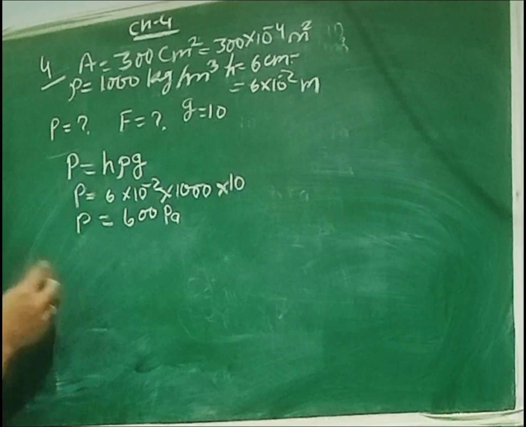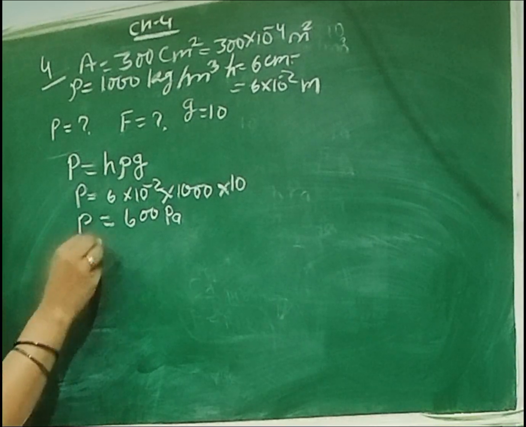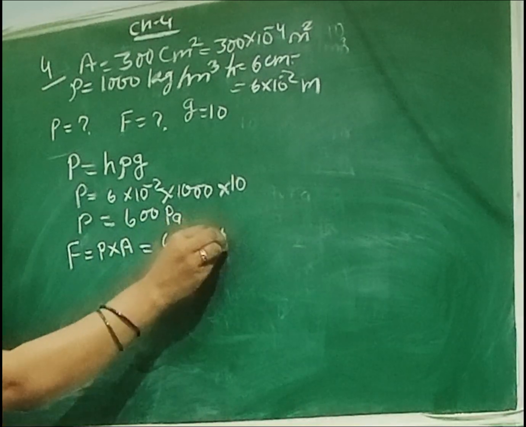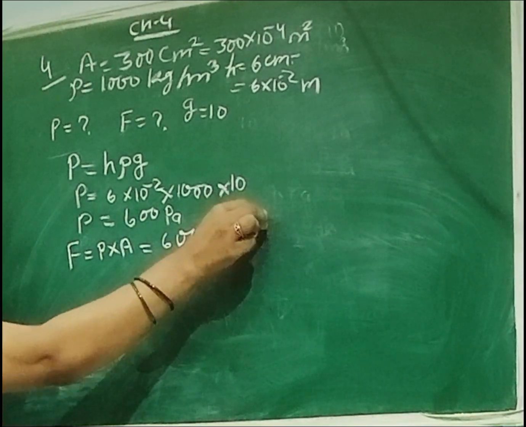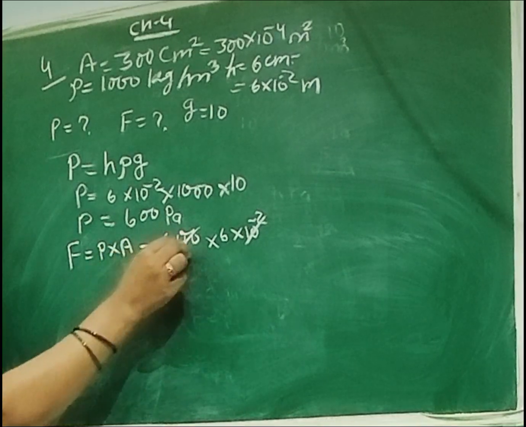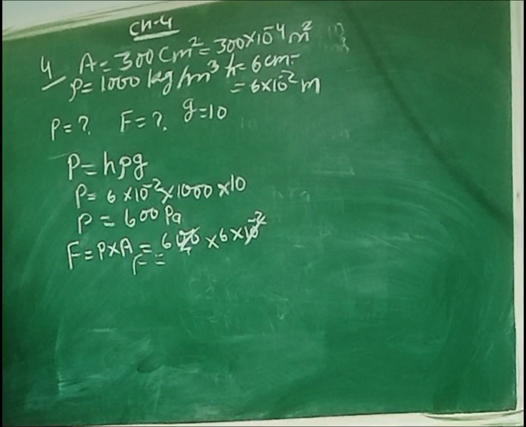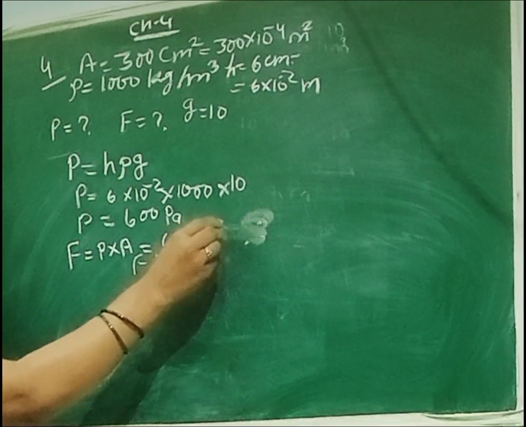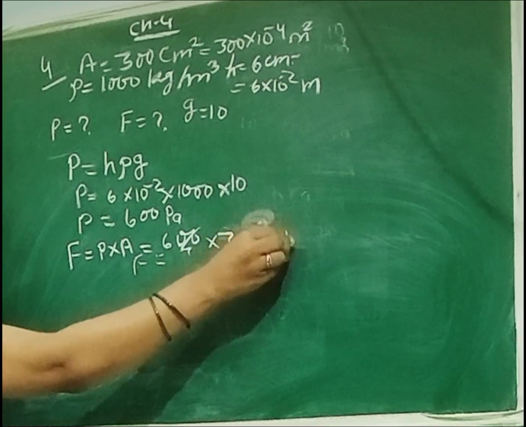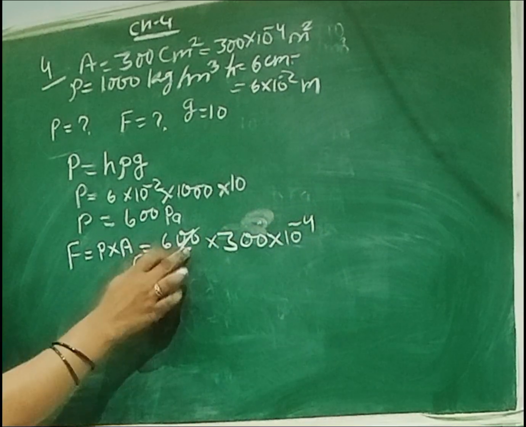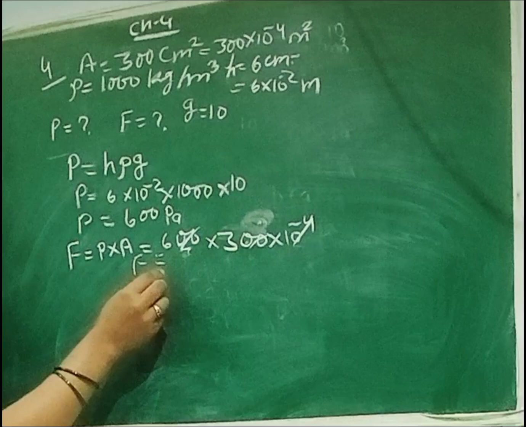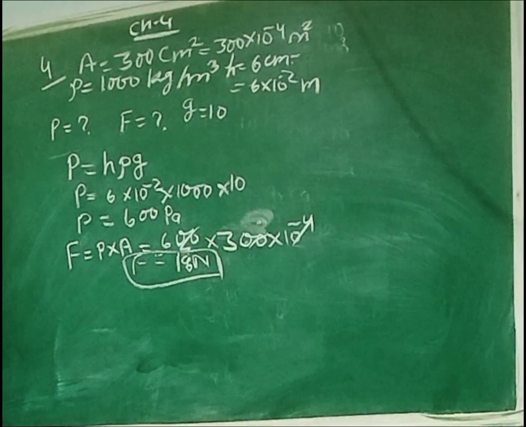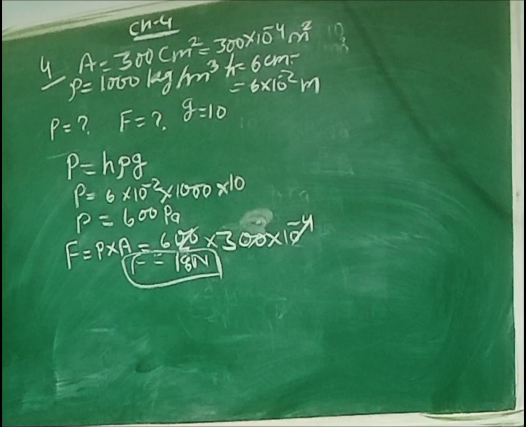Now we need to find out the force. So again, force is equal to pressure into area. Pressure is 600 and area is, sorry, area is given 300 into 10 to the power minus 4. So the 4 and 4 cancel. So 6 into 3 is 18. Force is equal to 18 Newton. This is our answer. So this question is clear here.